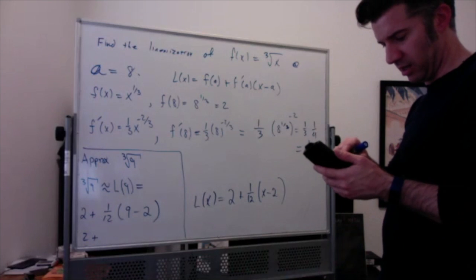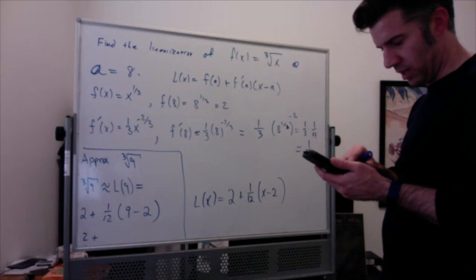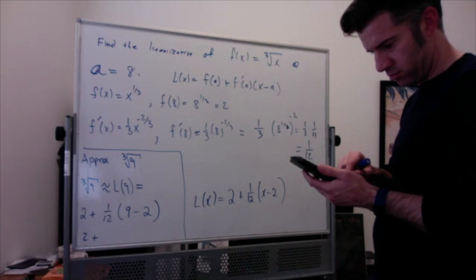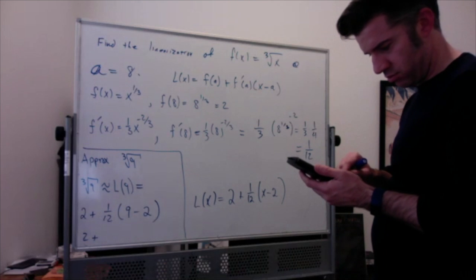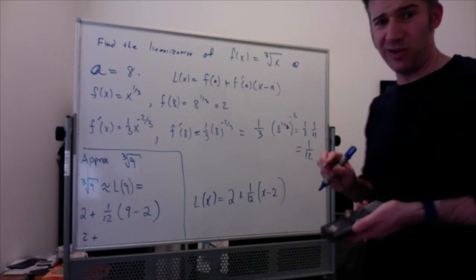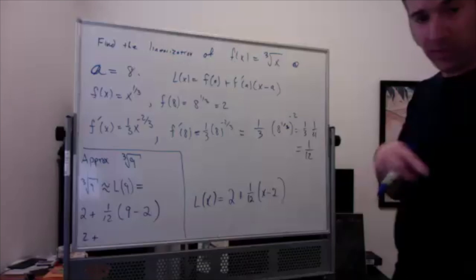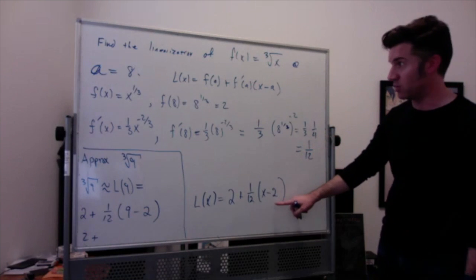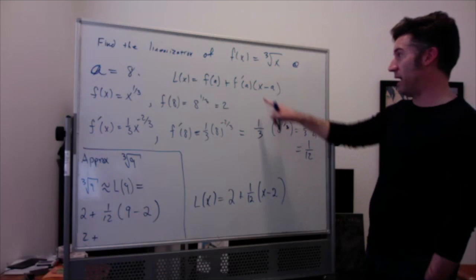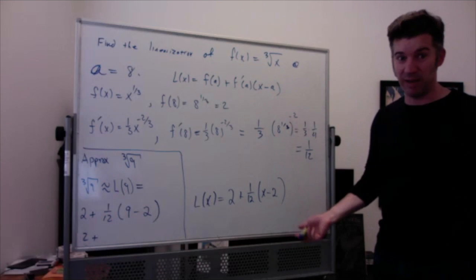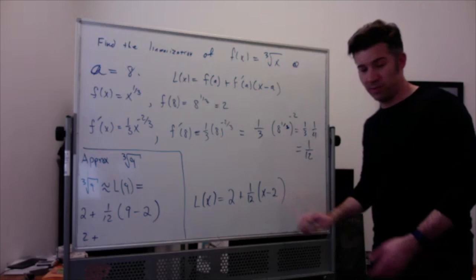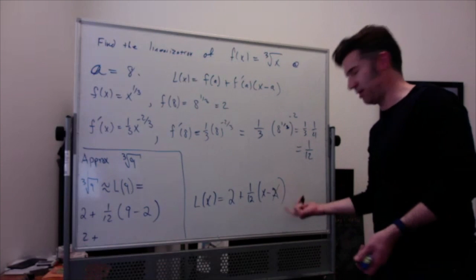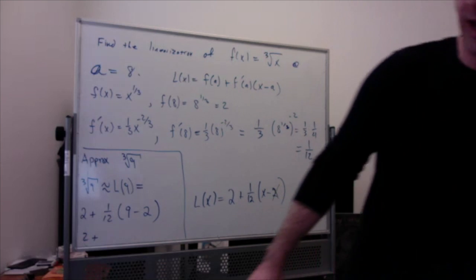The cube root of 9 is 9 to the 1/3, about 2.08. And where I made the mistake was putting a 2 in here. This should be x minus a, not x minus f of a. So that shouldn't be 2. That should have been 8.